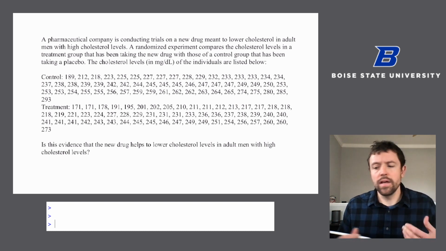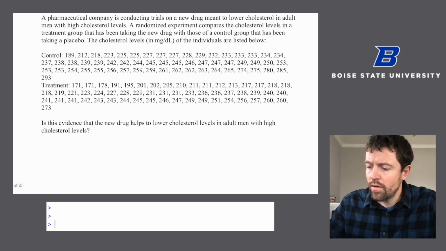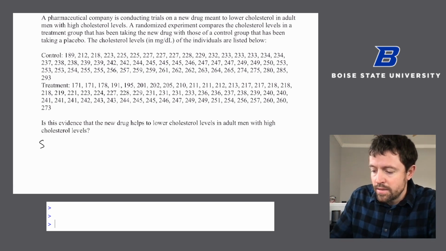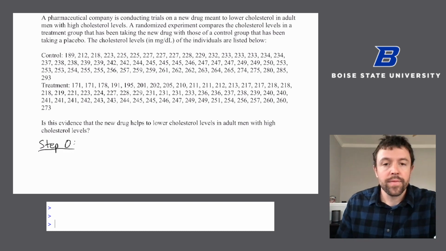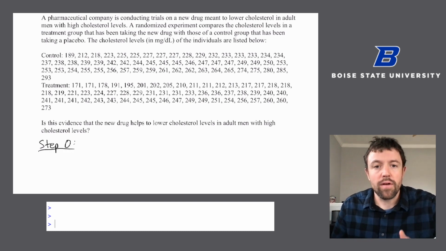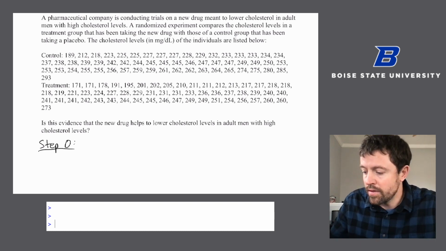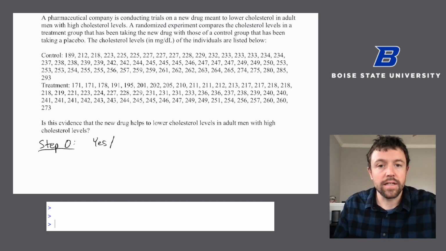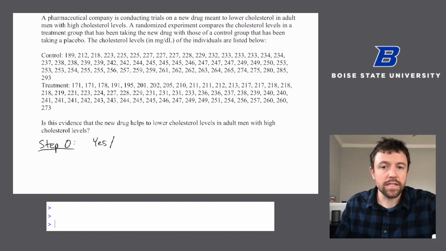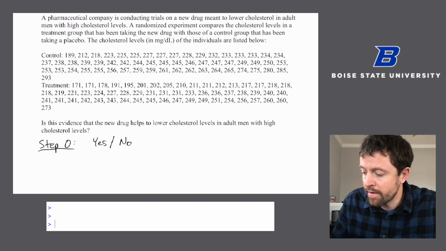All right, so our step 0. Well, the first part of step 0, we should probably identify, is this a hypothesis test or confidence interval? We have a yes-no question. Is this evidence that this drug helps to lower cholesterol levels? That's a yes-no question. And so this is a hypothesis test.